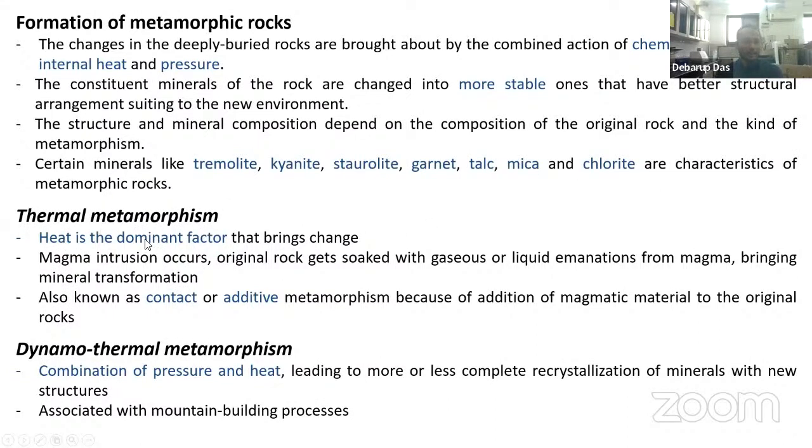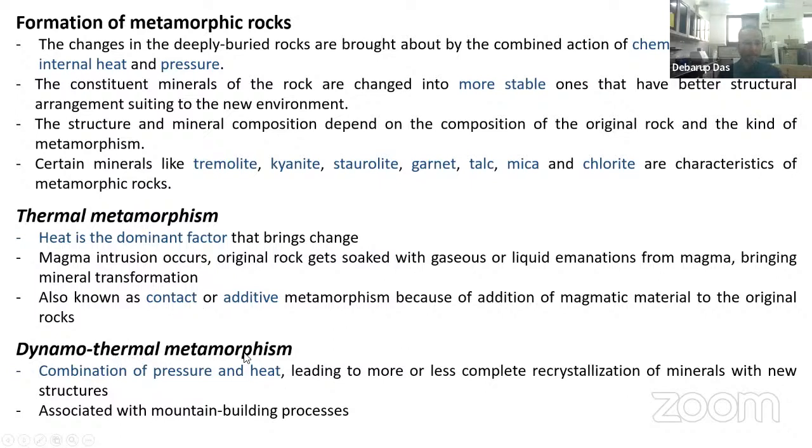In thermal metamorphism, heat is the dominant factor that brings change. Magma intrusion occurs. The original rock gets soaked with gaseous or liquid emanations from magma, bringing mineral transformation. It is also known as contact or additive metamorphism because of the addition of magmatic material to the original rock.